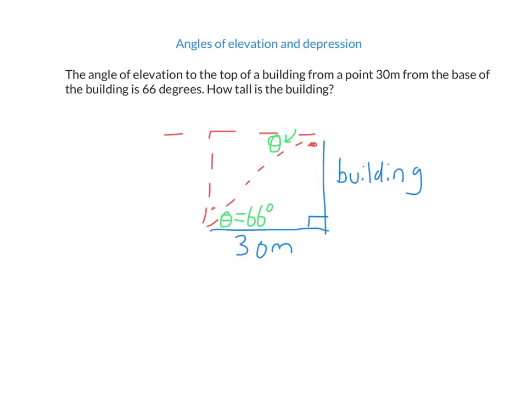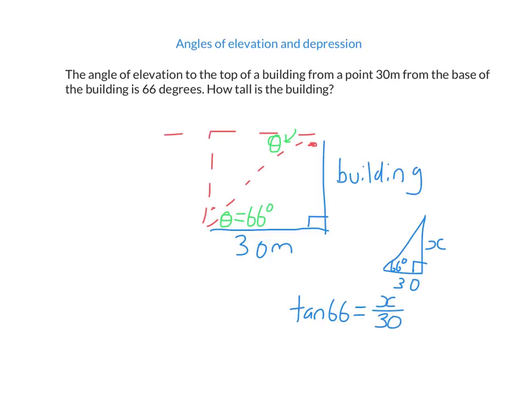Now what we have is a triangle that's right angled. We have a side. We have an angle. We want to find another side, and we can do that easily. So again, we use SOHCAHTOA to determine which ratio. So x is opposite, 30 is adjacent. Opposite and adjacent, we use tan. So I get tan 66 equals opposite over adjacent.